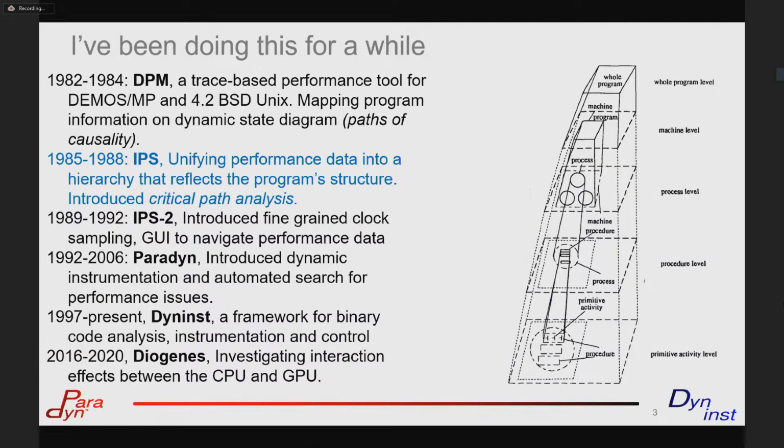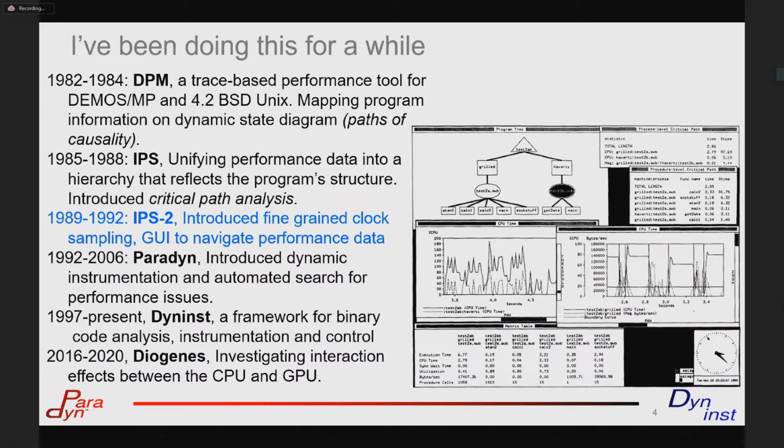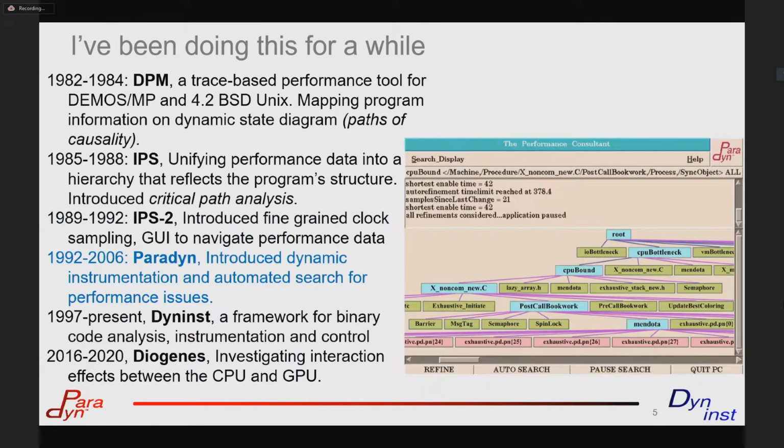We're also trying to unify performance information based on the program structure, so data wasn't just data, but actually had structure to it. We moved on to IPS2, still didn't know what IPS stands for, but it was a second version, and started doing fine-grained clock sampling and using performance counters, and started using GUIs to let people navigate through the program structure. Many of you are familiar with Paradyn. We started this back when Jeff Hollingsworth and Bruce Irvin were grad students, and we introduced the whole idea of dynamic instrumentation, which now has taken on a life of its own, and the notion of automatically searching for performance bottlenecks. Push a button and go find them, something which I wish more tools had.